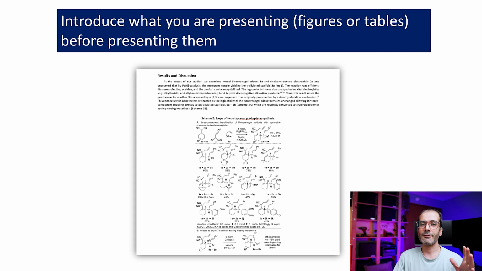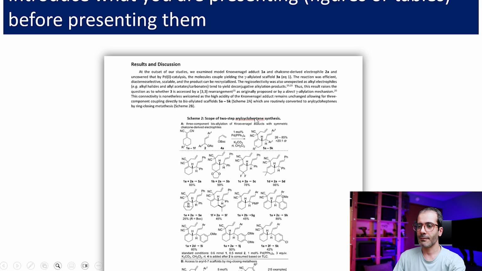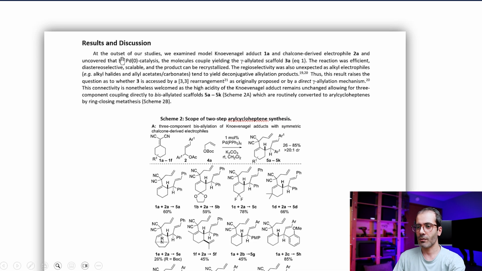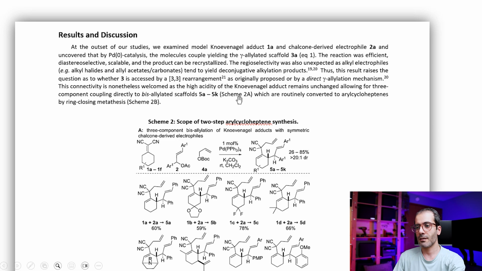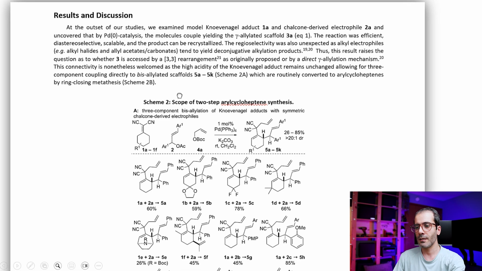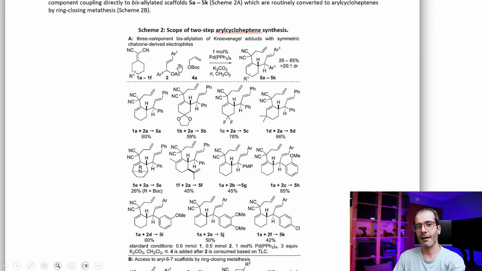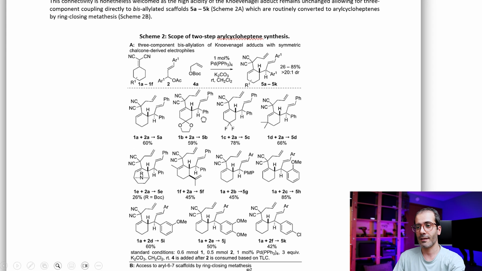Another tip is you have to have your figures, tables, and all those visuals mentioned in the text that you're explaining, and right after that you have to present it. Let me show you one example, the results and discussion section. Here there is a results and discussion, and then they have mentioned the scheme 2A and then a scheme 2B, and right after that they have presented the scheme that they have.